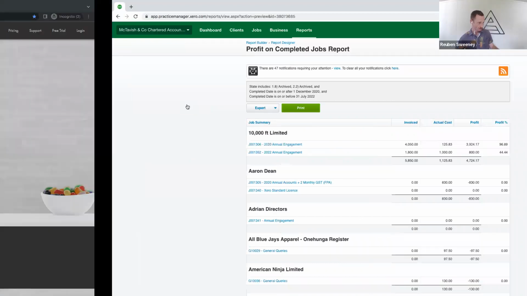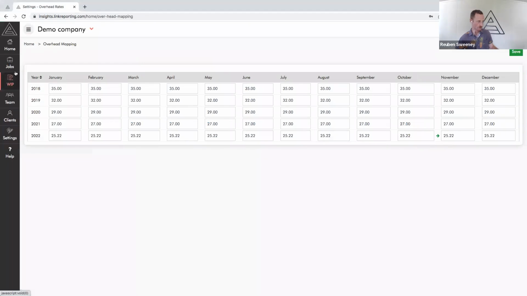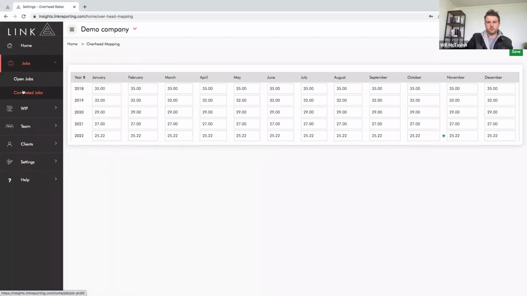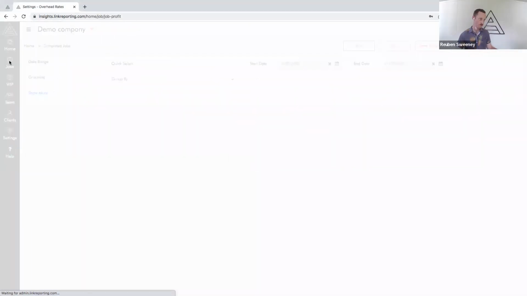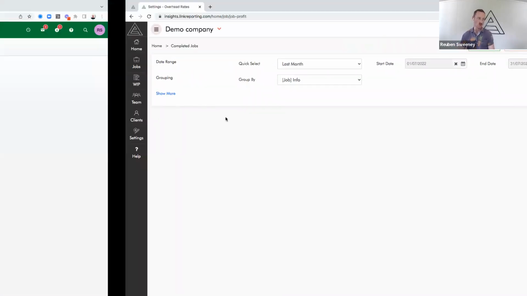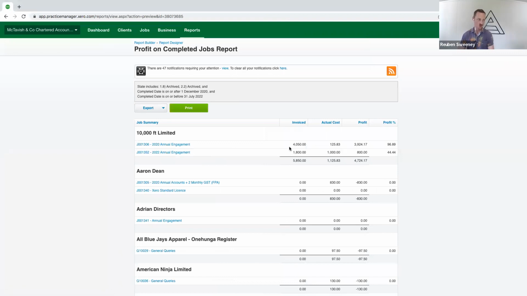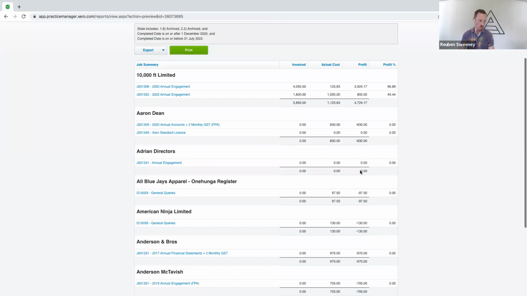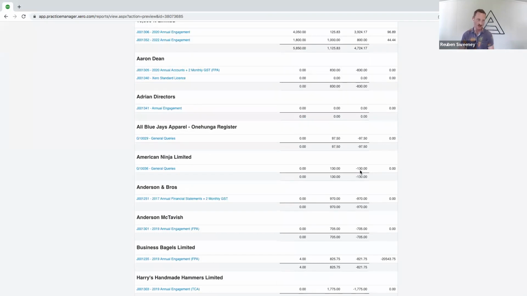Cool. Let's have a look at what that looks like in Link reporting. It's a lot better. So sorry, yeah, we're going to be running a completed jobs report. Very similar. One of the annoying things about this is in order to drill into these numbers, I need to open the job. I need to look at the invoices. I need to look at the tasks. I need to look at the time. It's quite hard. You also notice there's not a lot of detail. Like if there was a job in here that didn't perform very well, it'd be quite hard for me to go and find out why.